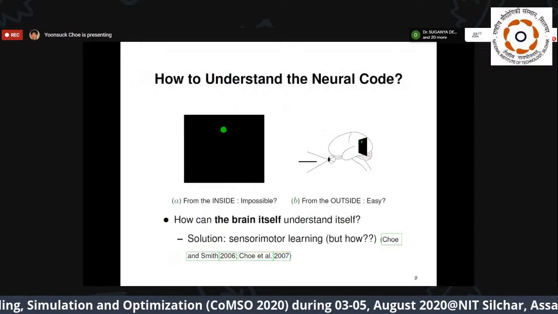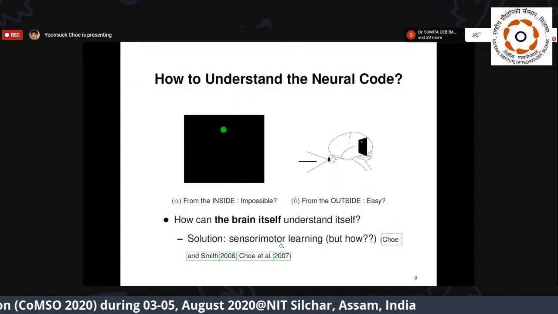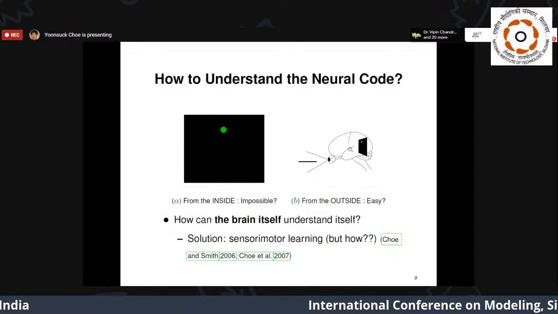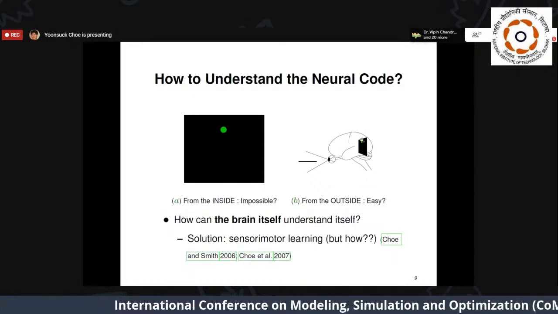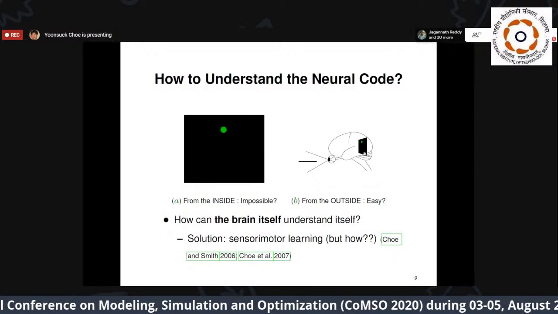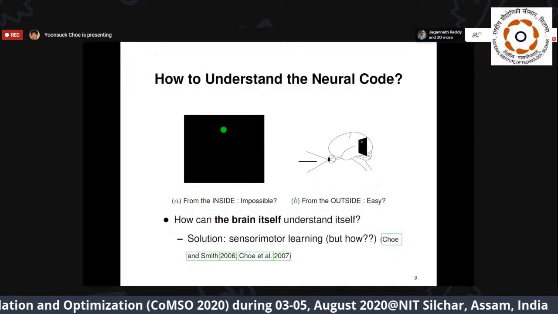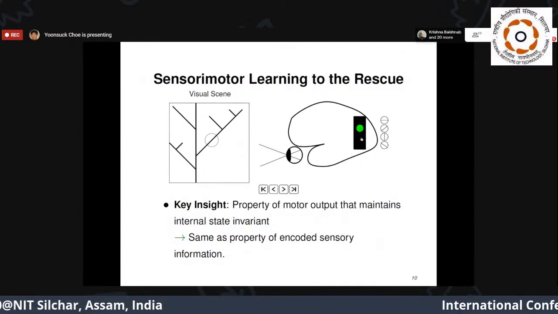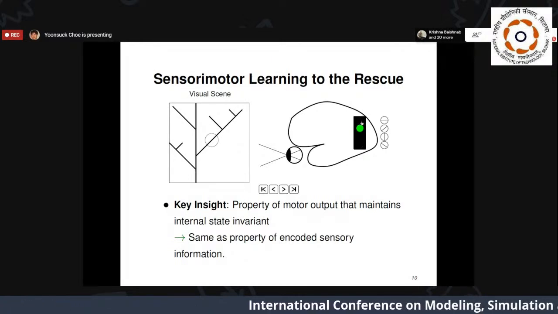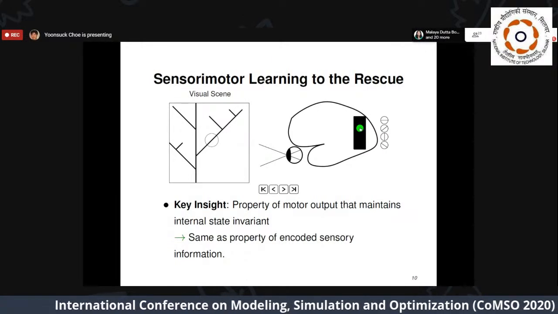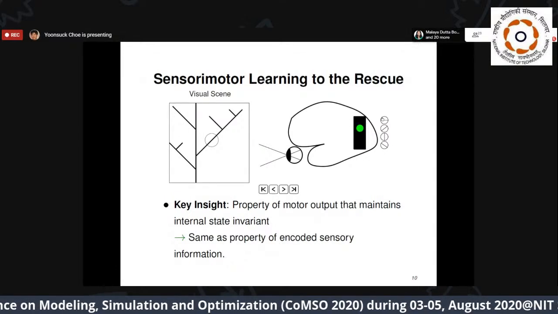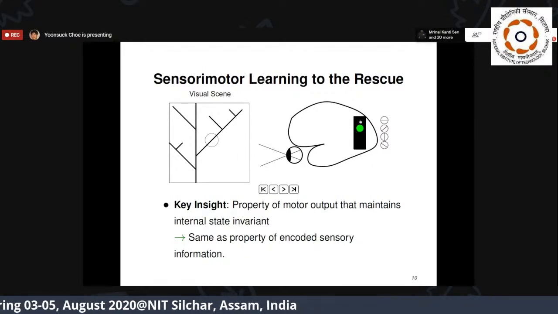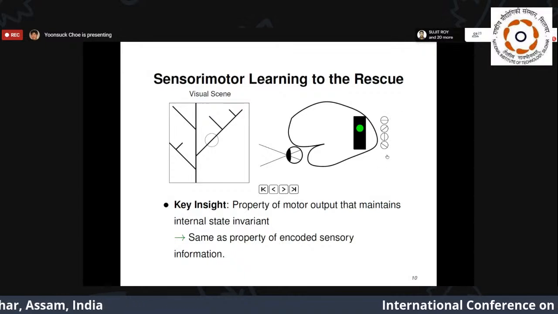So the main idea is that through sensorimotor learning, from inside the brain, you can understand or interpret the meaning of these patterns. So here's a solution sketch. Let's say you have these four lights blinking. How do you know what this light means? Each represents one of these orientations, but of course, from within the brain, there's no way to tell that these lights represent these different orientations.